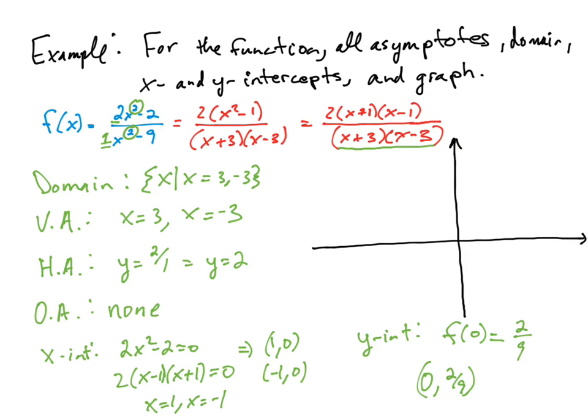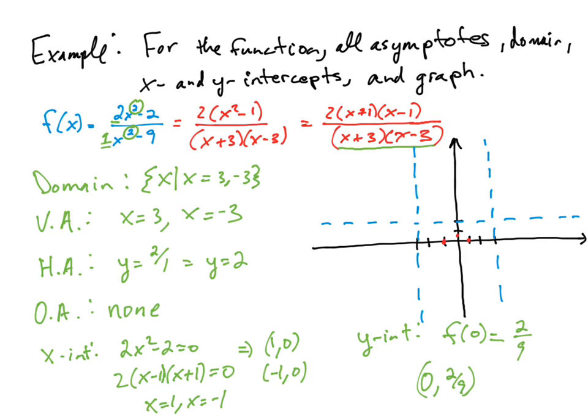So to graph, we just put all of this info together. Let's plot in the asymptotes. So we're going to have an asymptote at +3, -3 for the vertical asymptotes. And then a horizontal asymptote of 2. So this will be up here. And then I'll do the graph in red. No oblique asymptote. The x-intercepts, we're going to have 1 and -1. And then the y-intercept is 2/9, so that's something like right here.